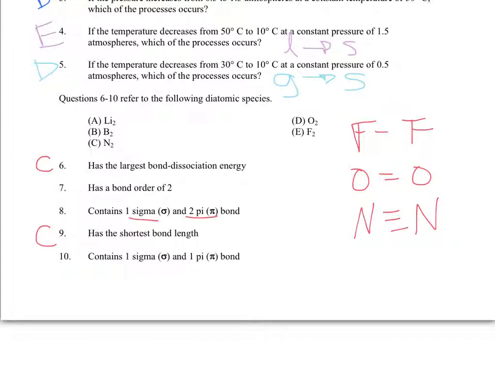I'm going to be 100% honest with you. I have no idea what a bond order of 2 means. I have no clue what that means at all. I'll just go ahead and give you the rest of these answers. It is C, D, C, D. If that helps any at all. Okay. Next page.